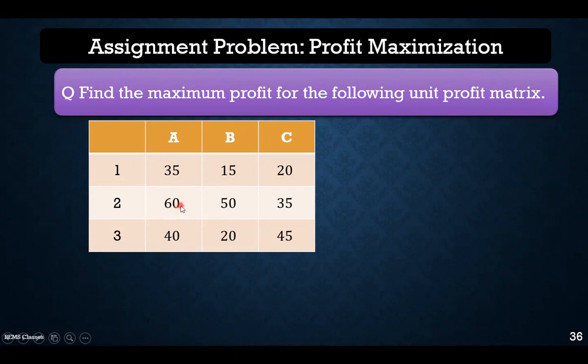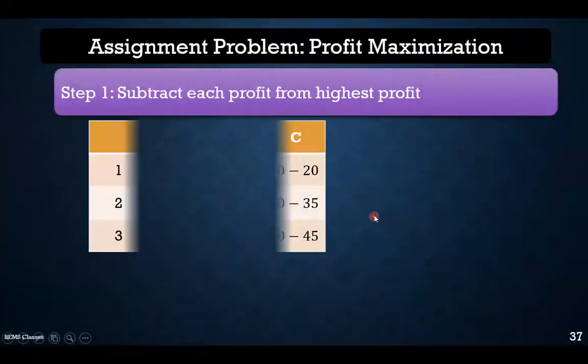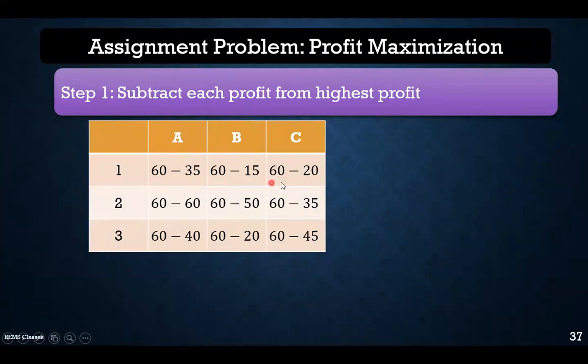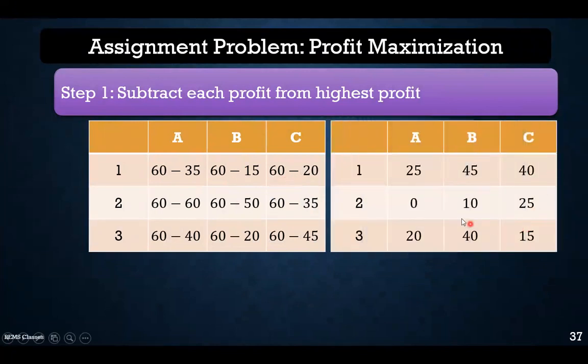This is the very first step for solving the profit maximization, or any type of maximization problem, in the assignment model by making use of the Hungarian method. We find the highest value in the given matrix, which here is 60, and we subtract each value from 60. This is the matrix we have obtained after subtracting each value from 60.